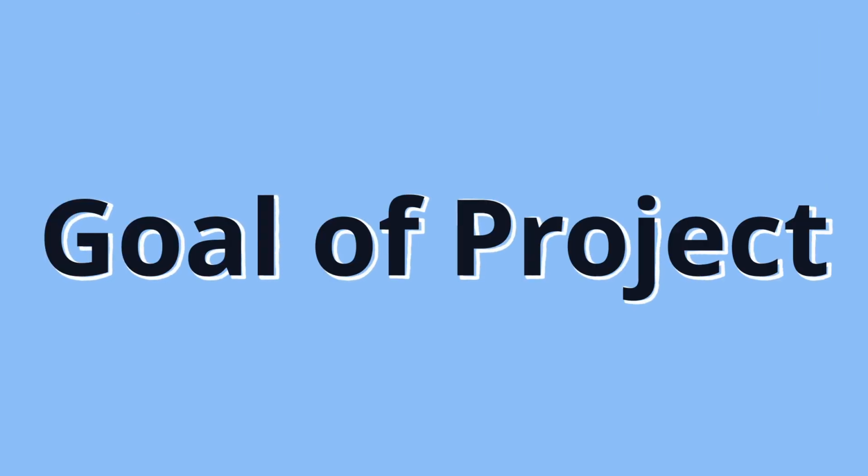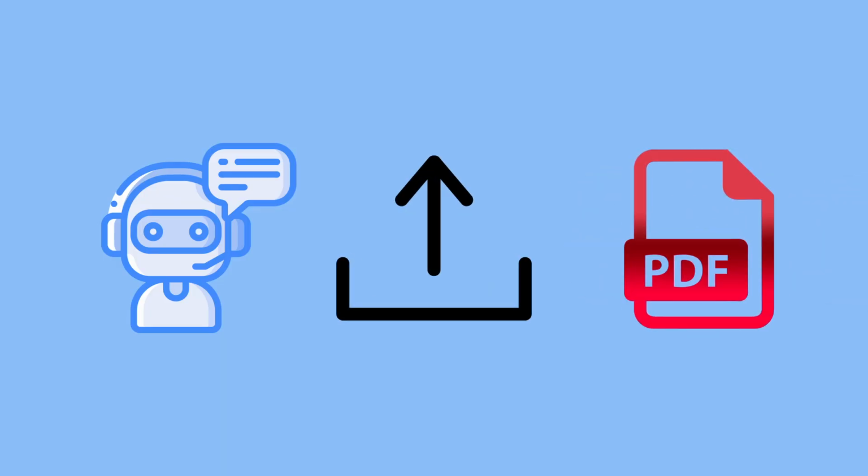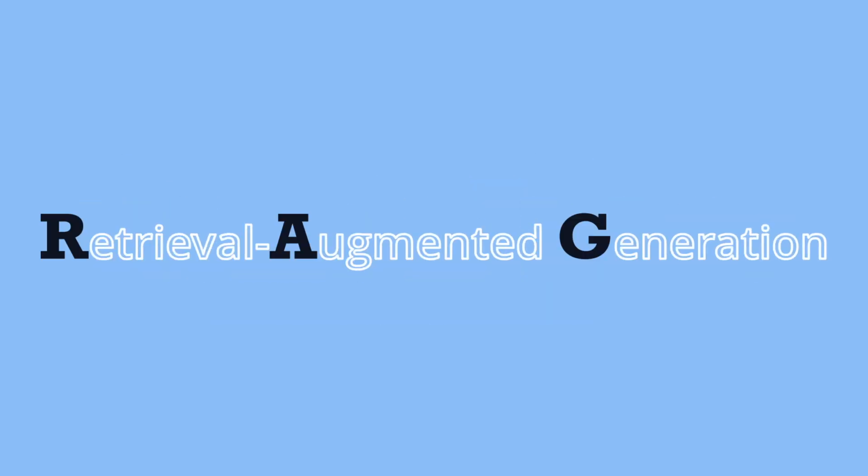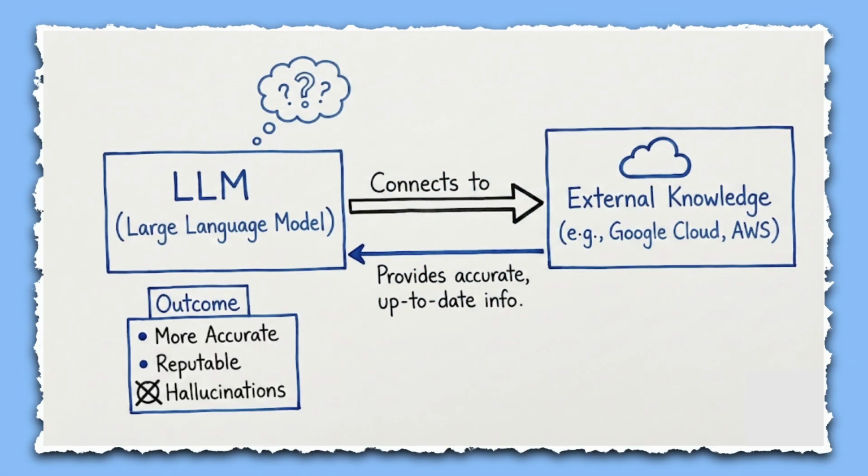The goal of this project is to build a chatbot where users can upload their own PDF files, allowing the AI to give more personalized and context-aware responses. So what is RAG? RAG stands for Retrieval-Augmented Generation, and it connects LLMs to external knowledge, making them more accurate, relevant, and reputable by reducing hallucinations and providing up-to-date information.